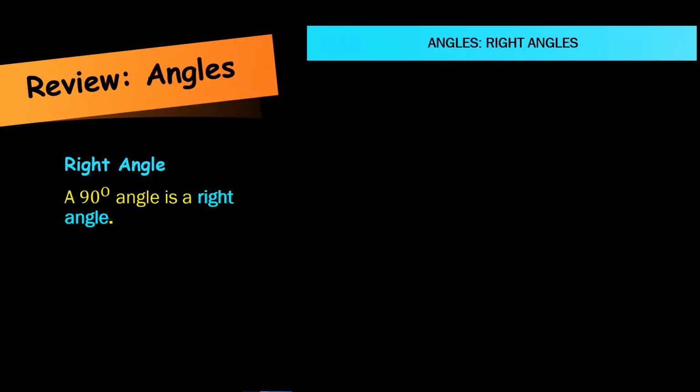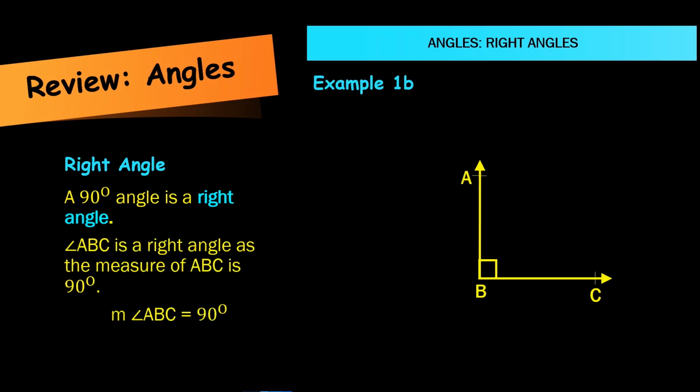A 90-degree angle is a right angle. Angle ABC is a right angle as the measure of ABC is 90 degrees.